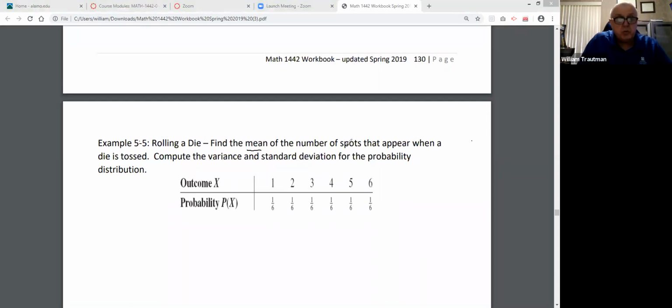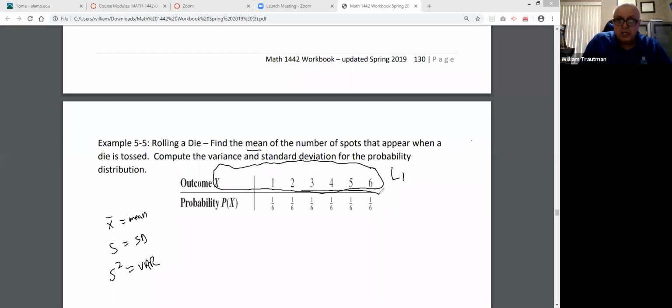For the number of spots that appear when the dice is rolled, compute the mean, variance, and standard deviation. Remember, this is the mean, this is standard deviation, and this is variance. On our calculator, we want to type the x values in L1 and the probabilities in L2. So let's do that right now.